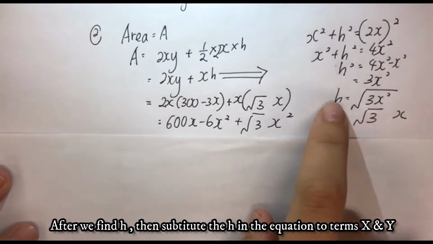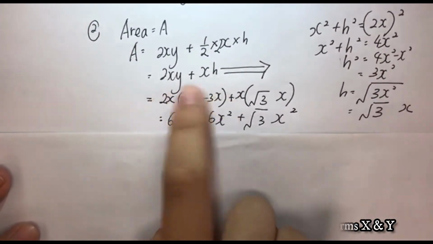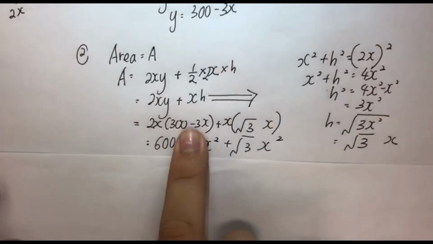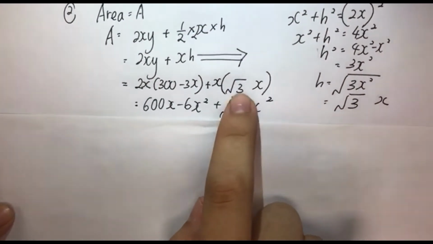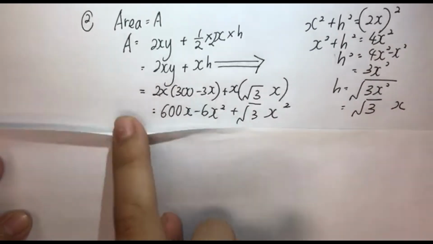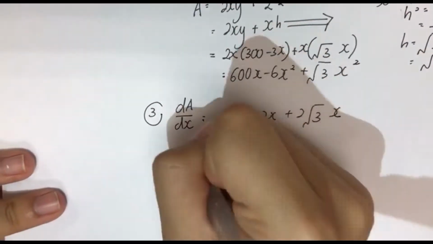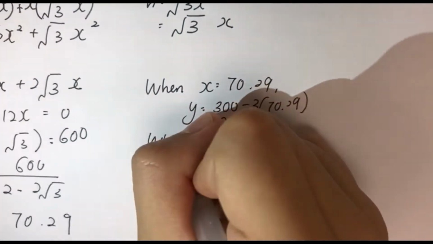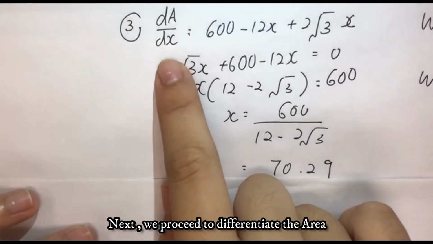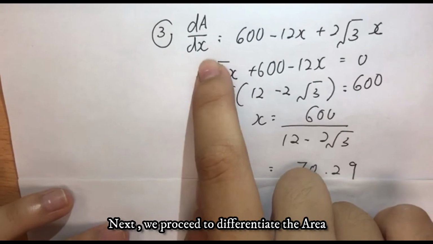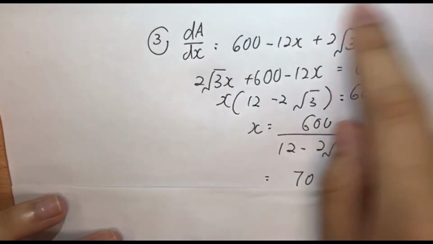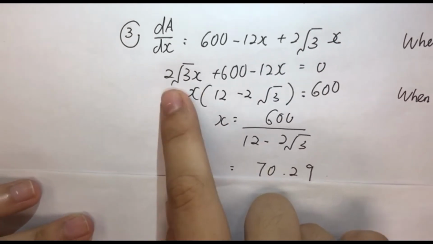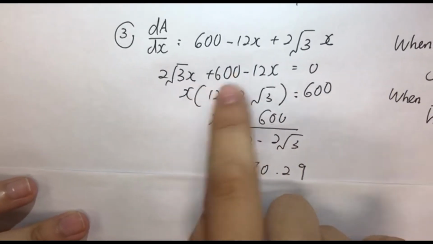After we find h, we substitute it into the original equation, A equals 2xy plus xh. We substitute y equals 300 minus 3x and h equals root 3 times x. So finally we get this equation. Now we proceed to differentiate dA/dx. After differentiating, we get 600 minus 12x plus 2√3x. Now we need to find the point, so we set it equal to 0.